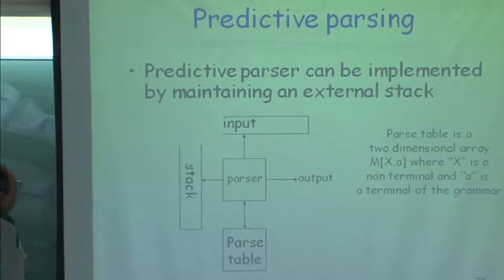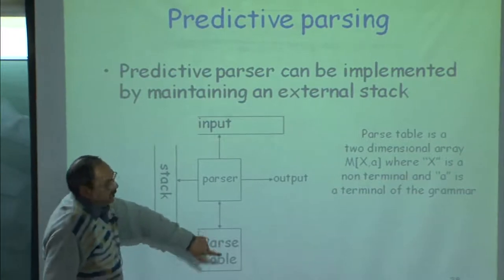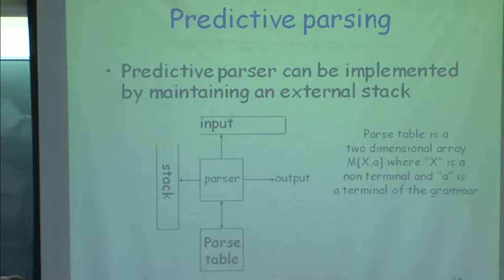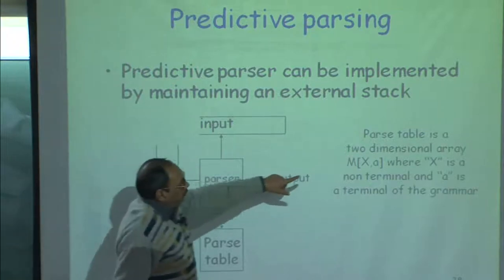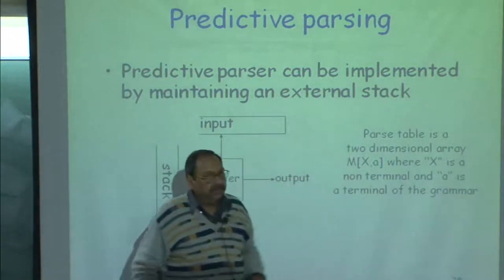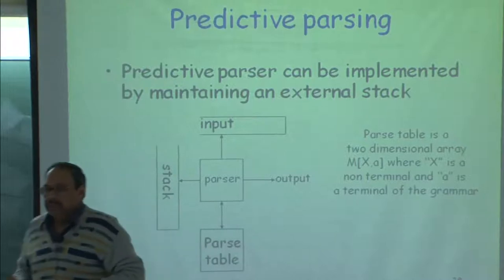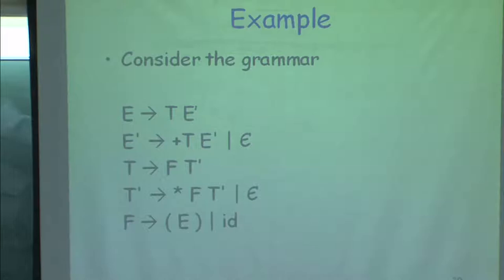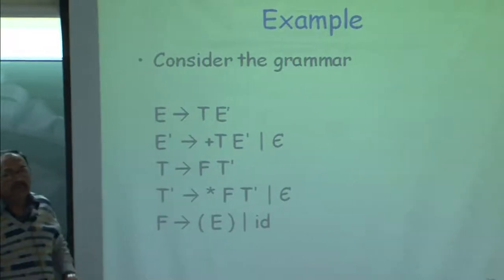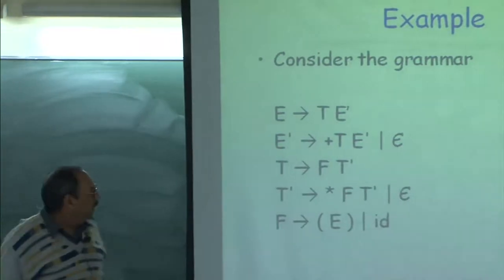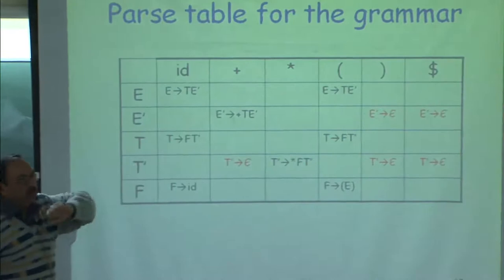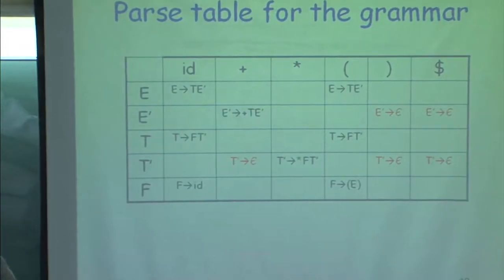The parse table is indexed by the non-terminals and terminals of the language. For each combination of non-terminal and terminal, we determine what action is to be taken, and that action is encoded in the table itself. This is the grammar to begin with. This is the expression grammar from which we had removed the left recursion, and this is how the table looks for the non-recursive grammar.